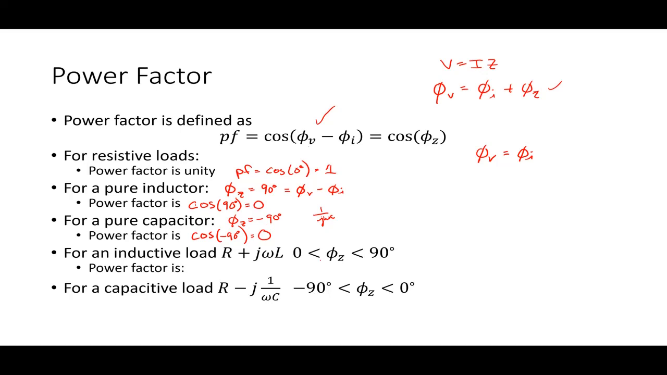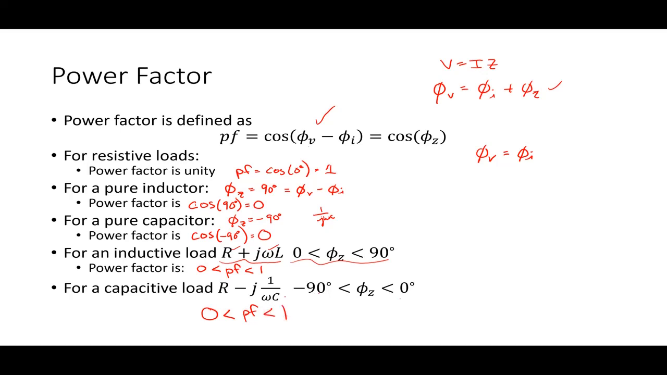So if I look at a pure inductive load, I mean I just have an inductor. For an inductive load, I say I have R plus j omega L, so a positive real part, positive imaginary part. My angle is somewhere between 0 and 90. That means my power factor is somewhere between 1 and 0. For a capacitive load, where my angle is between negative 90 and 0, if I run through the math that I just did above, my power factor is still between 0 and 1.